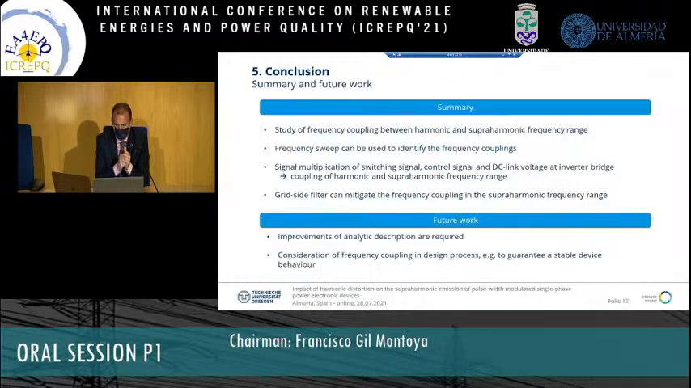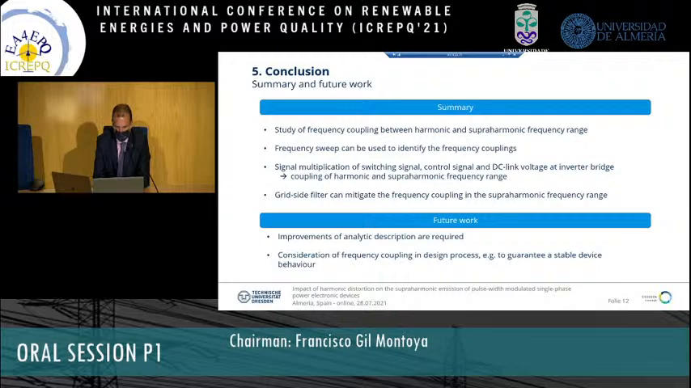Which brings me already to the conclusion. As a summary, we can say we have studied frequency couplings between the harmonic and the superharmonic frequency range. And we can make use of the standard frequency sweep to identify the frequency couplings even in the superharmonic frequency range, and not, as is typically done, just for the harmonic frequency range. Signal multiplication of the switching signal, the control signal, and the DC link voltage at the inverter bridge leads basically to this coupling of the harmonic and the superharmonic frequency range that has not been addressed, to the author's knowledge, so far at all.